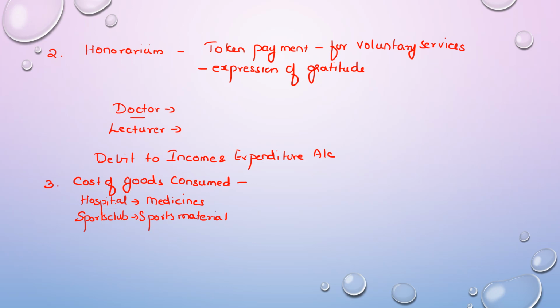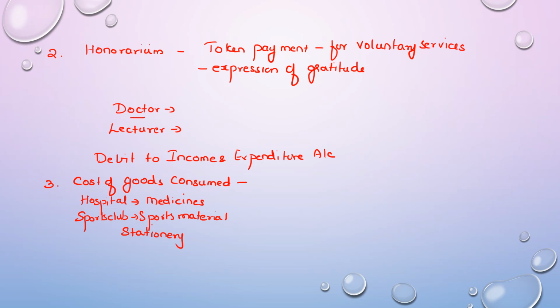Similarly, there might be stationery. In all these organizations, whatever be the form of organization, stationery is a common item which is likely to get consumed. So we might have to calculate the cost of stationery consumed during the year so that it gets charged into the income and expenditure account. When we say charge, it means it comes on the debit side or the expenditure side.